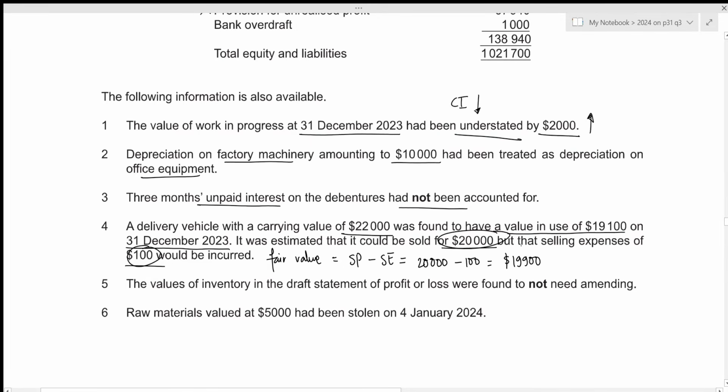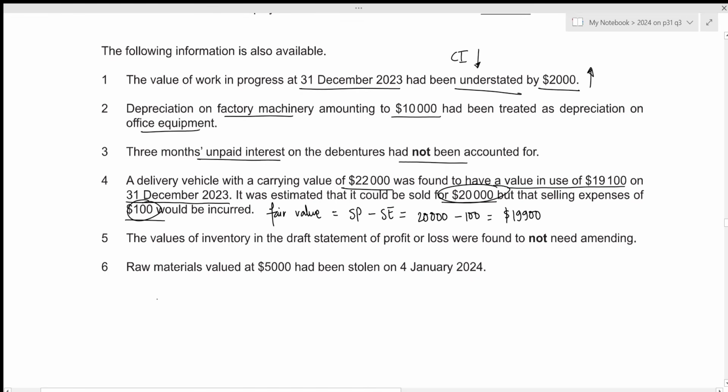Now this information belongs to impairment. So we need to check if there exists an impairment loss. In order to check that, we first need our recoverable amount. Recoverable amount will be the higher amount of the fair value and value in use. In this case, value in use is 19,100, fair value is 19,900. Fair value is higher, so that will be our recoverable amount. Then we need to compare the recoverable amount to the carrying amount, which in this case is 22,000.